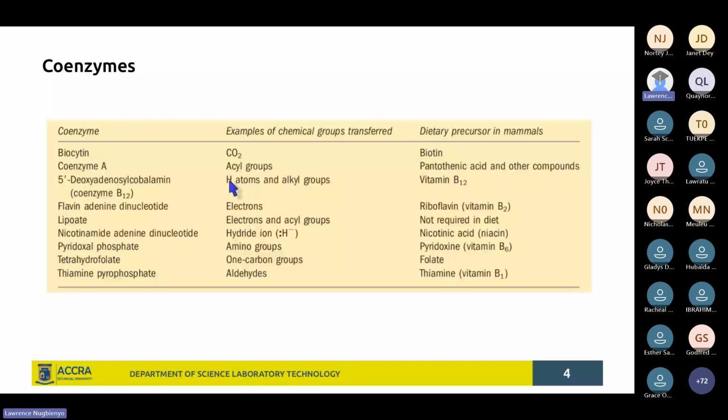Though it's referred to as hydrogen atoms here, sometimes you see it as transfer of protons, because of course a hydrogen atom is an atom with a proton and an electron. So it's usually a transfer of one electron, one proton. Also alkyl groups coming from, say, methyl, ethyl groups. Its activated form, you see, is deoxyadenosine cobalamin. So there you see that there is also a metal in that structure, cobalt.